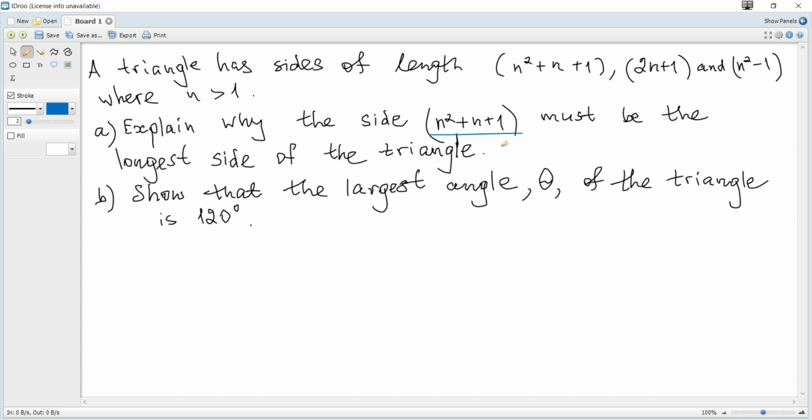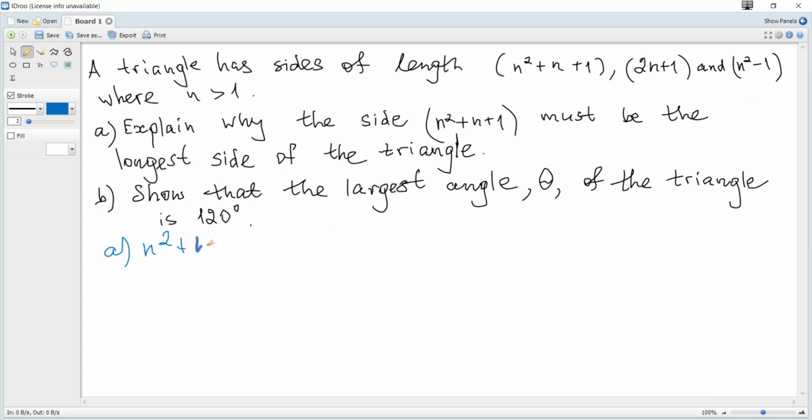And how to show that some expression is greater than another expression? It's useful to consider their difference. And if you show that this minus this is greater than 0, what does it mean? If you move it to the right, you can see that this is greater than this, as required. So let's consider the first difference.